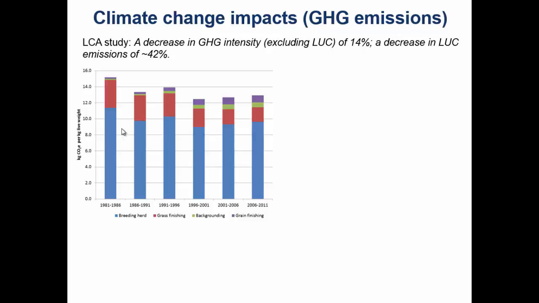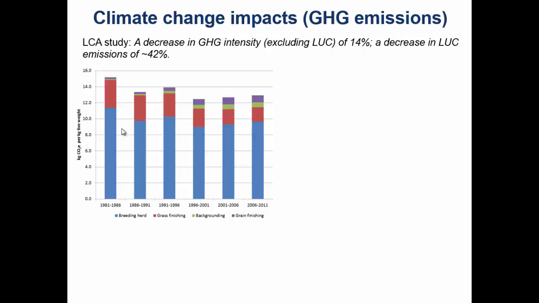Just briefly on the climate change impacts, a decrease in greenhouse gas intensity of 14%. And this has come largely through using better breeds, larger carcass weight at slaughter, and also faster finishing on grain.